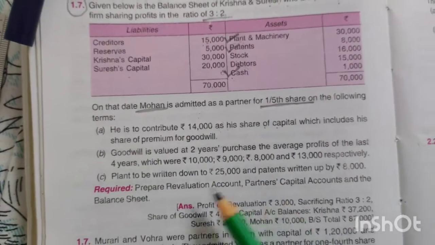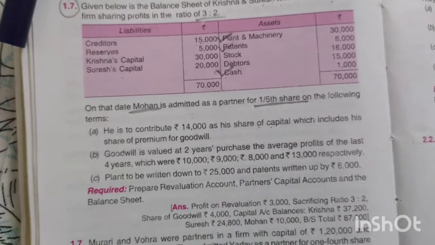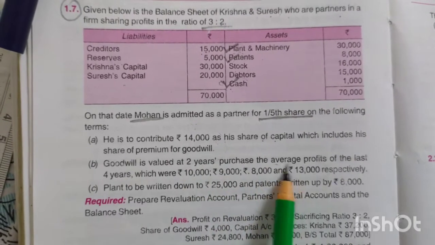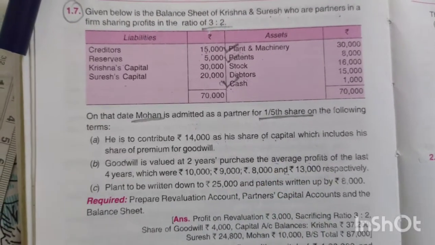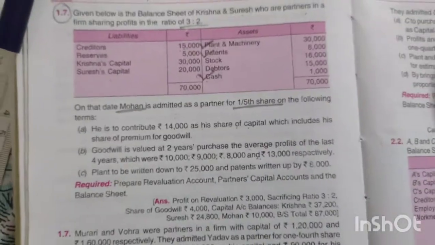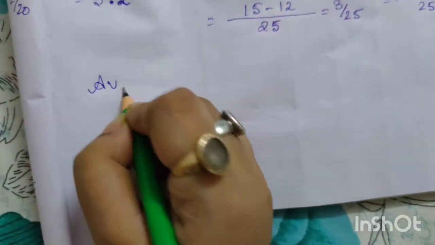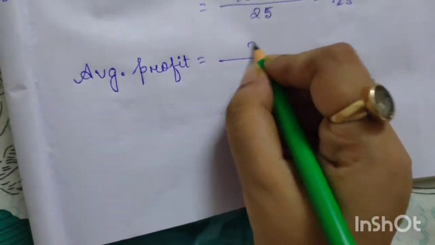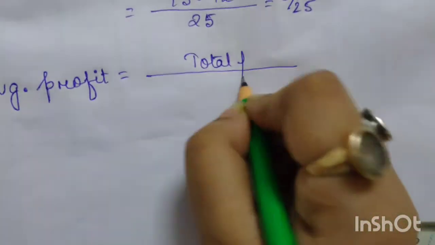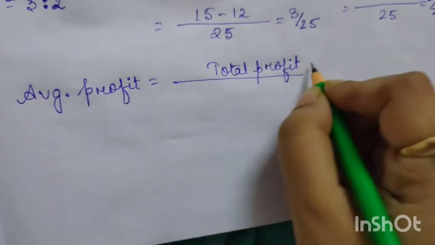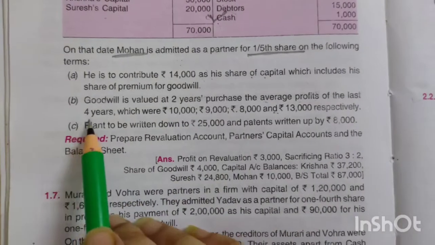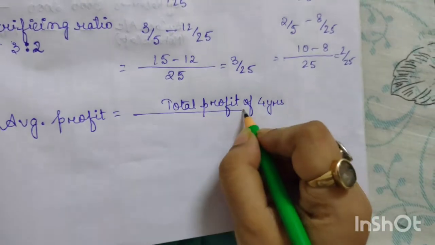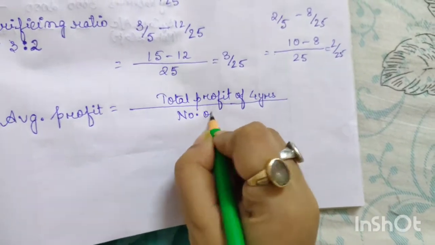But before that, first we have to calculate the goodwill of the firm. Now as it is said, goodwill of the firm has to be calculated at 2 years purchase of average profit, means on the basis of average profit method we have to calculate. So first we will calculate the average profit. So here average profit is equal to, as we know, total profit of, in this case we have to take 4 years profit, total profit of 4 years by number of years.